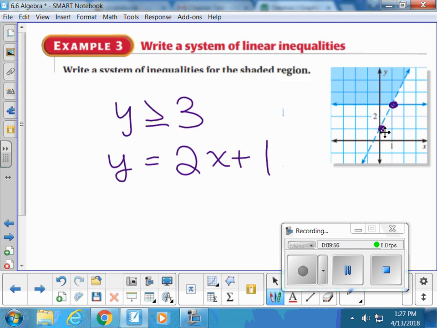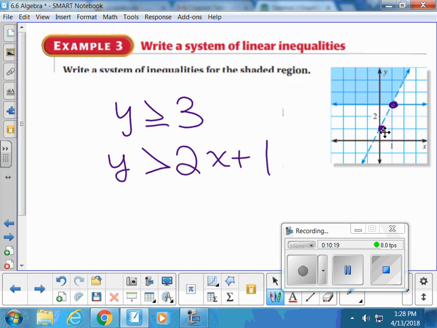So is it solid or dotted? It's dotted, so it's either this or this. Do you think they're shading above, or do you think they're shading below? Probably up above, so that's a greater than symbol. Okay, so there's our inequality.